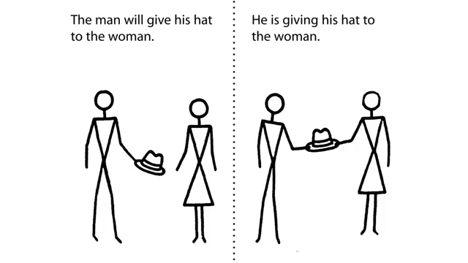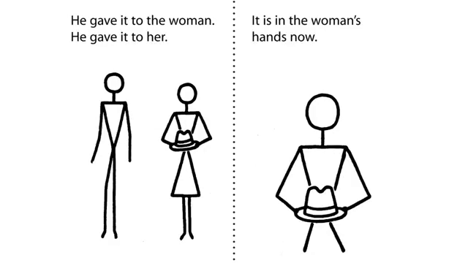The man will give his hat to the woman. He is giving his hat to the woman. He gave it to the woman. He gave it to her. It is in the woman's hands now.